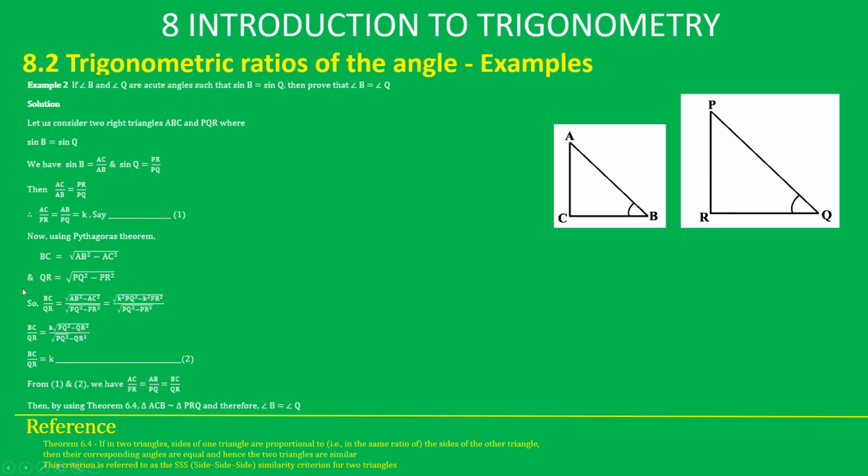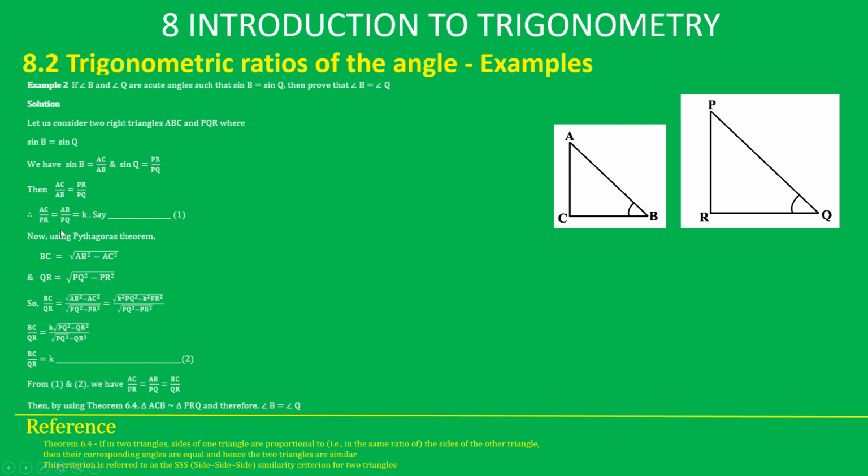So, BC by QR, what is this ratio? Calculate this: square root of AB square minus AC square by square root of PQ square minus PR square. Consider AB by PQ is equal to K. Then AB is equal to K times PQ, so I can replace AB with KPQ whole square, that is K square into PQ square. And what is AC? Consider AC by PR equal to K, so AC is equal to K times PR.